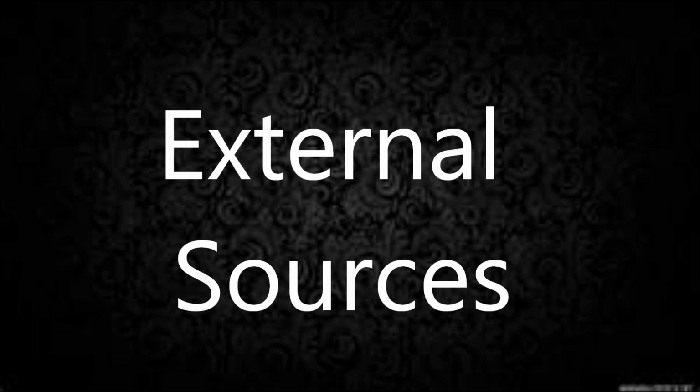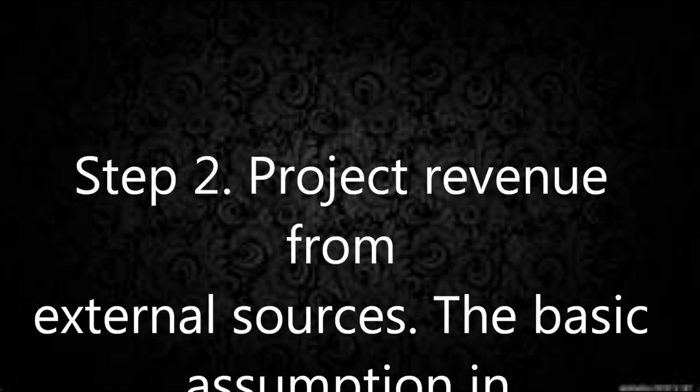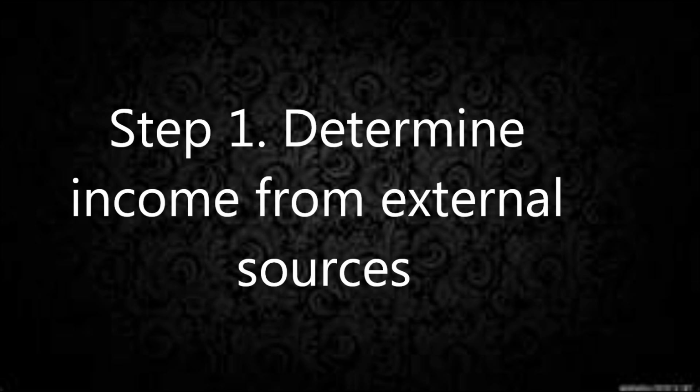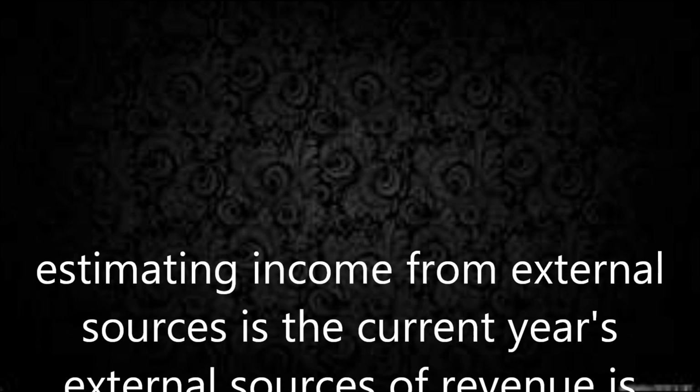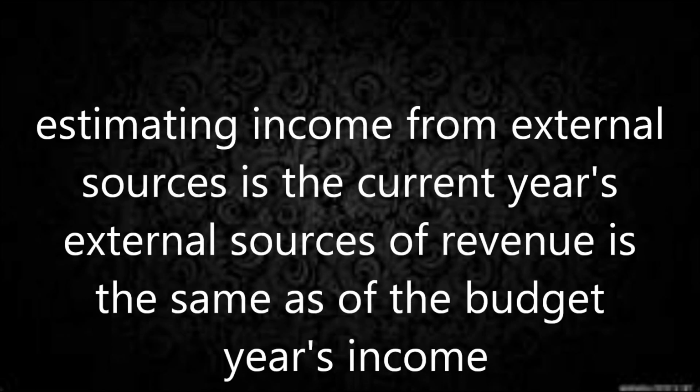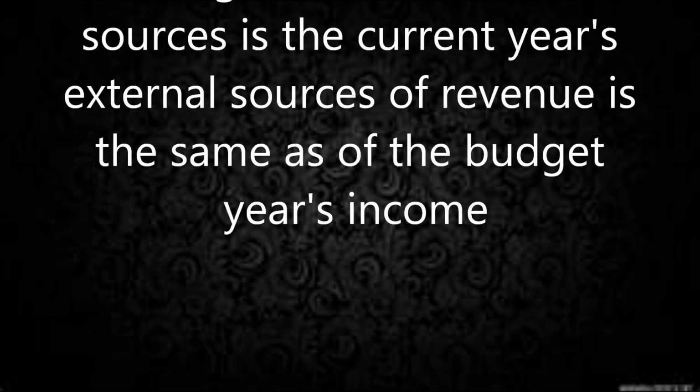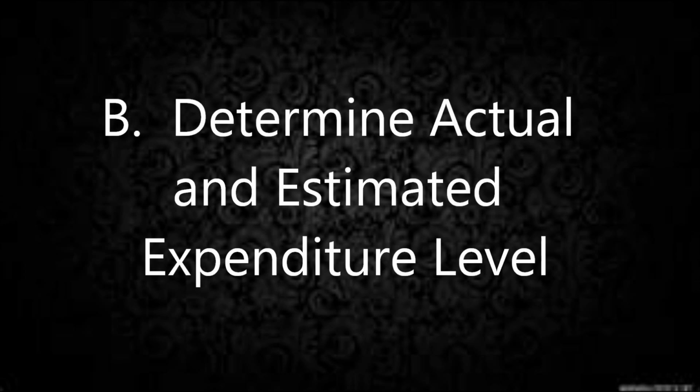Next is the external sources. First step, determine income from external sources. Second step, project revenue from external sources. The basic assumption in estimating income from external sources is the current year's external sources of revenue is the same as the budget year's income.